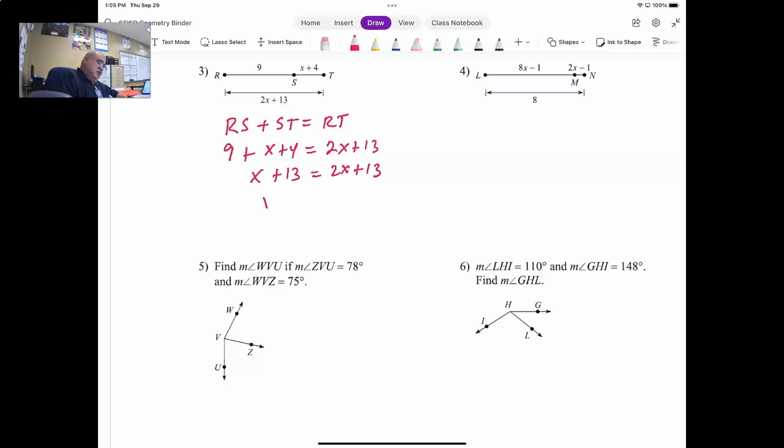Subtract x from both sides. So 13 equals x plus 13. Subtract 13 from both sides. So it's going to be 0. So x equals 0. Okay.